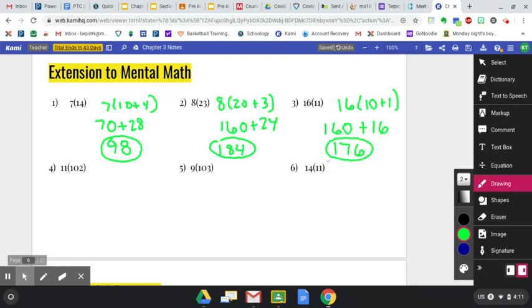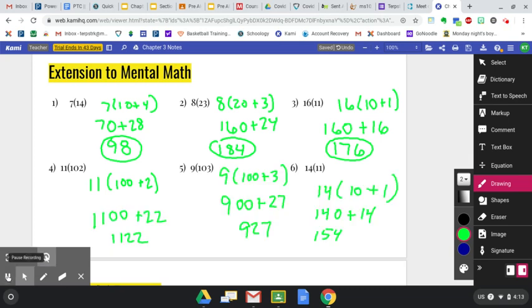See if you can extend that and mentally solve 4, 5, and 6. Starting off with the first one, probably the best way would be 100 plus 2, which would give you 102. So pause the video here and see if you can solve those mentally. All right, let's check them out and see how you did.